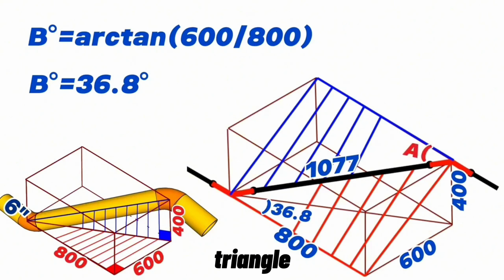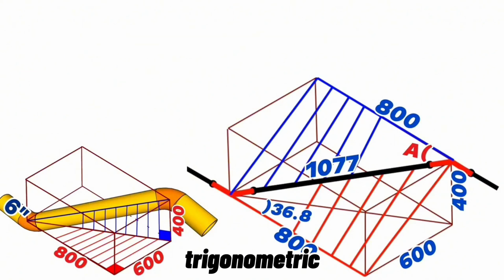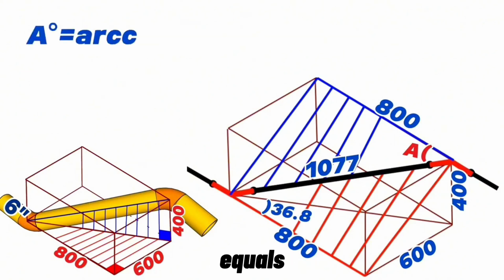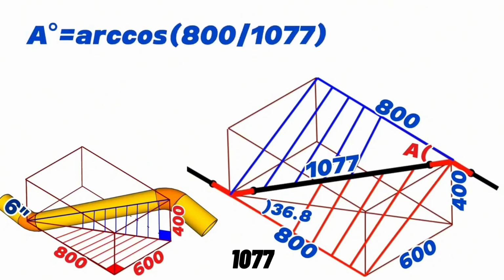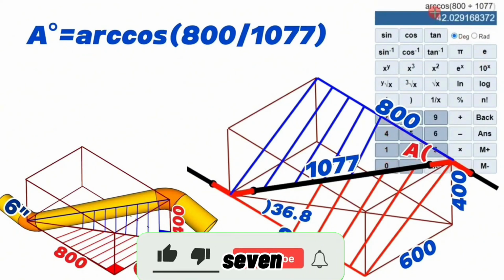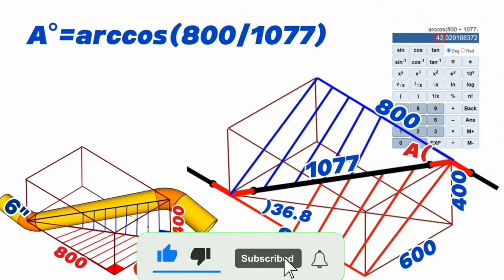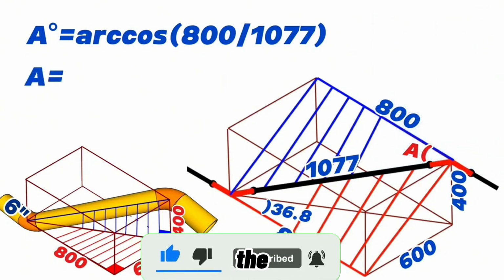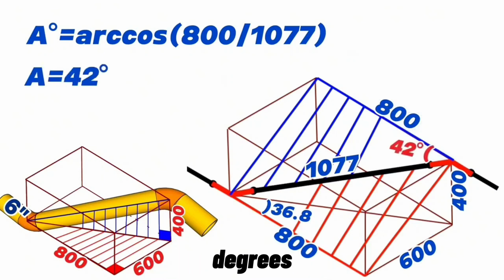In a right triangle, the length of one of the perpendicular sides, the adjacent side, is 800 mm and the length of the hypotenuse is 1077 mm. Now we can start to calculate the cutting angle A degree. According to the trigonometric function A degree will be equal to arccosine 800 divided by 1077. Using the scientific calculator, we find that arccosine 800 divided by 1077 will be equal to 42 degrees. So, we calculated and found that the cutting angle of the elbows is 42 degrees.